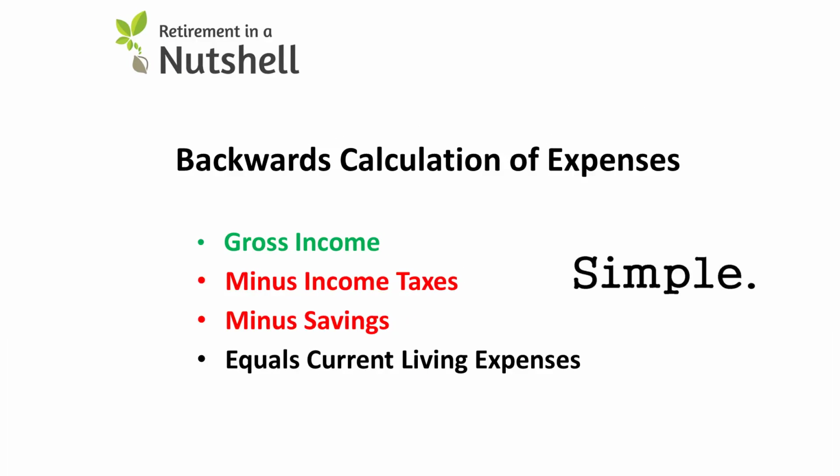The basic calculation works like this. If you take a person's gross income and subtract income taxes and subtract what they are saving, the rest is spent. If they aren't saving the money they receive, they must be spending it. This accounts for every dollar.